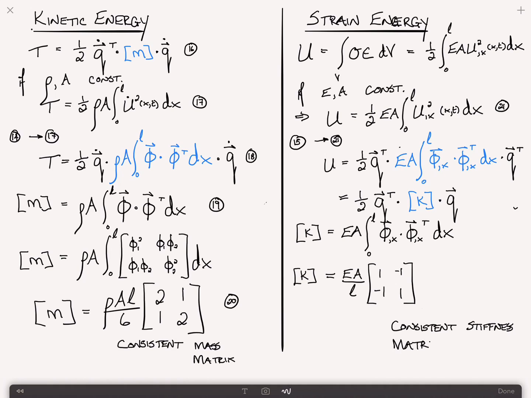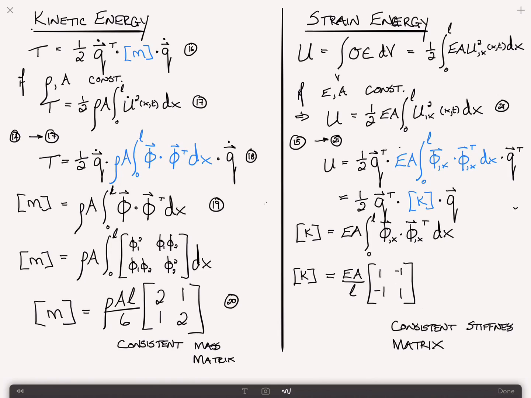And it's called consistent because they're equivalent in terms of the energy that they store. If you take the bar and subject it to the same end displacements and velocities, the bar will store the same amount of kinetic and strain energy as if you subjected the element to those same displacements and velocities. That's what's meant by consistent.